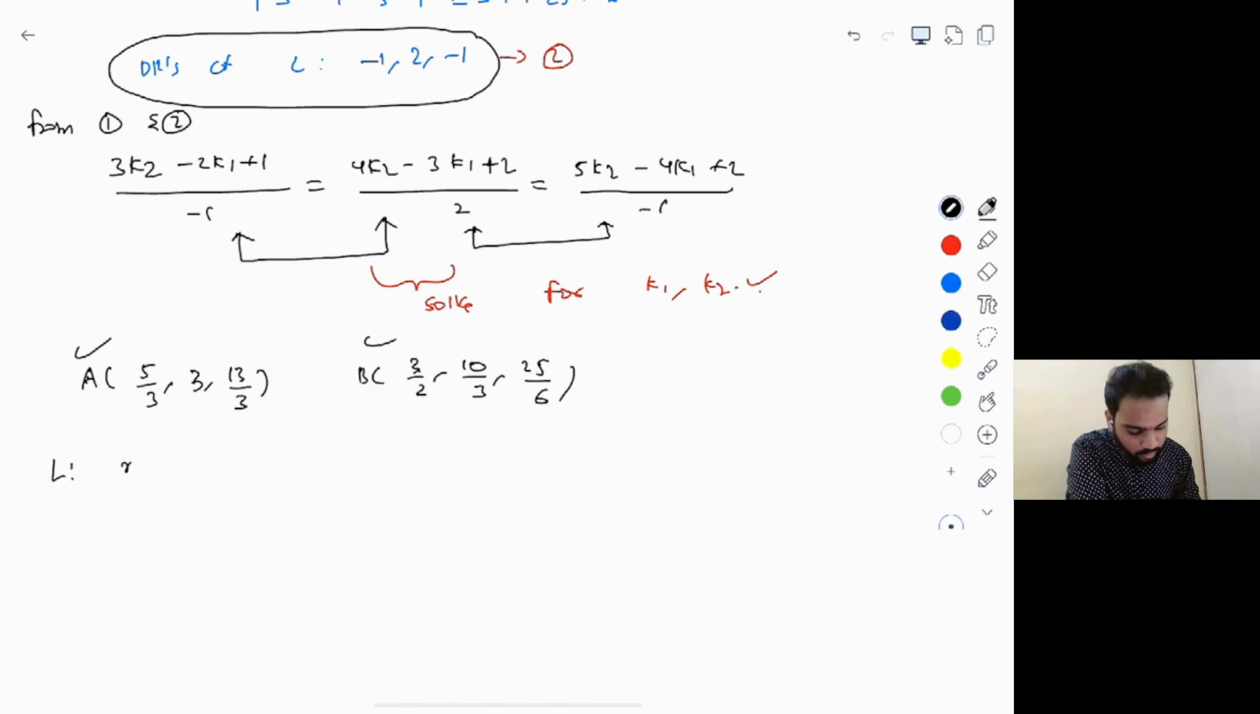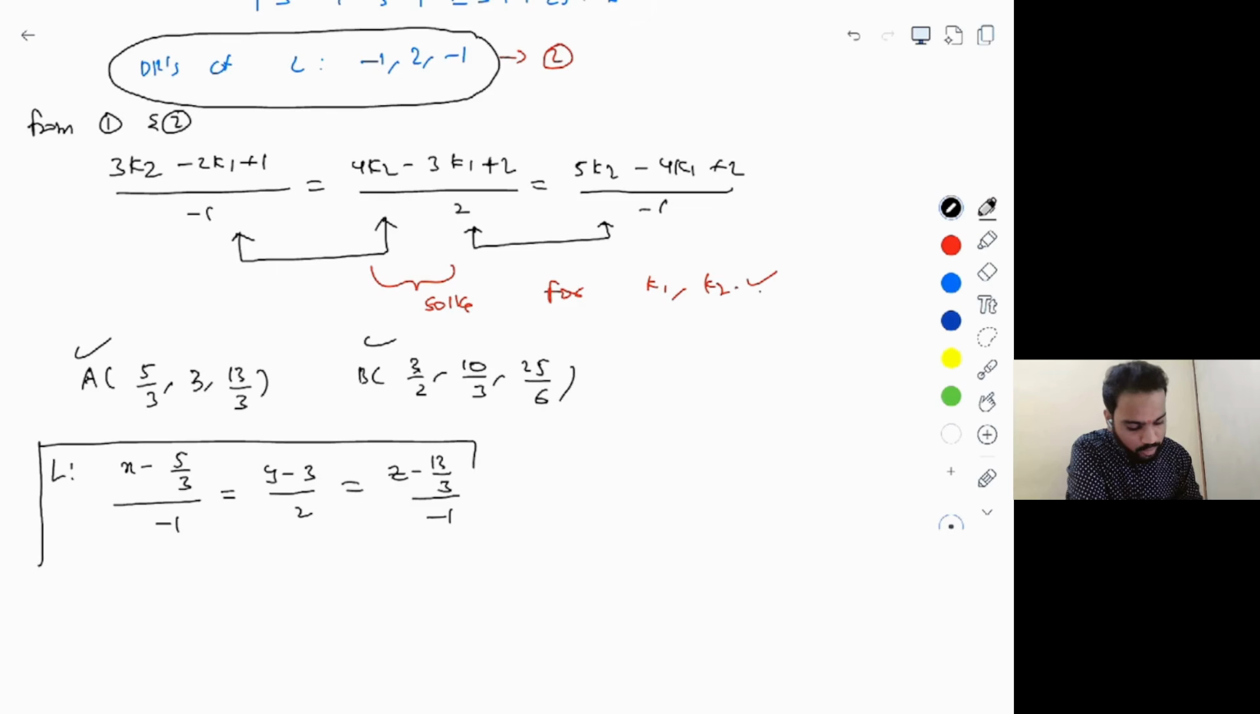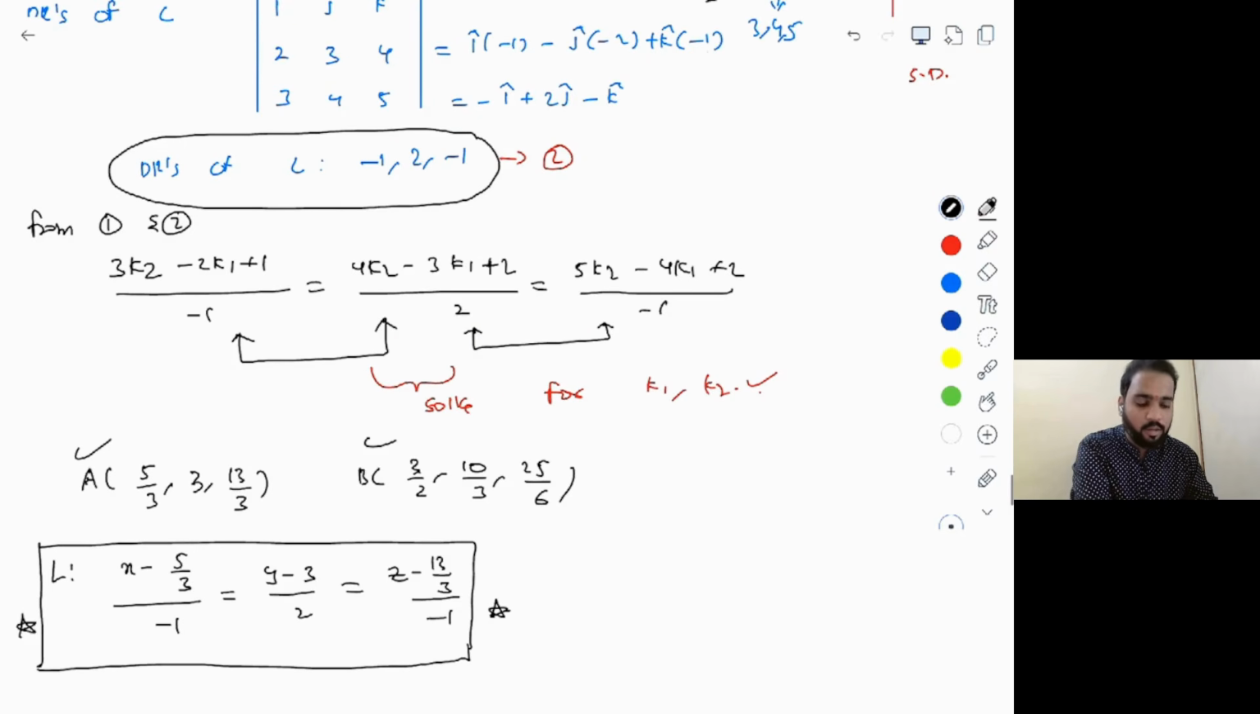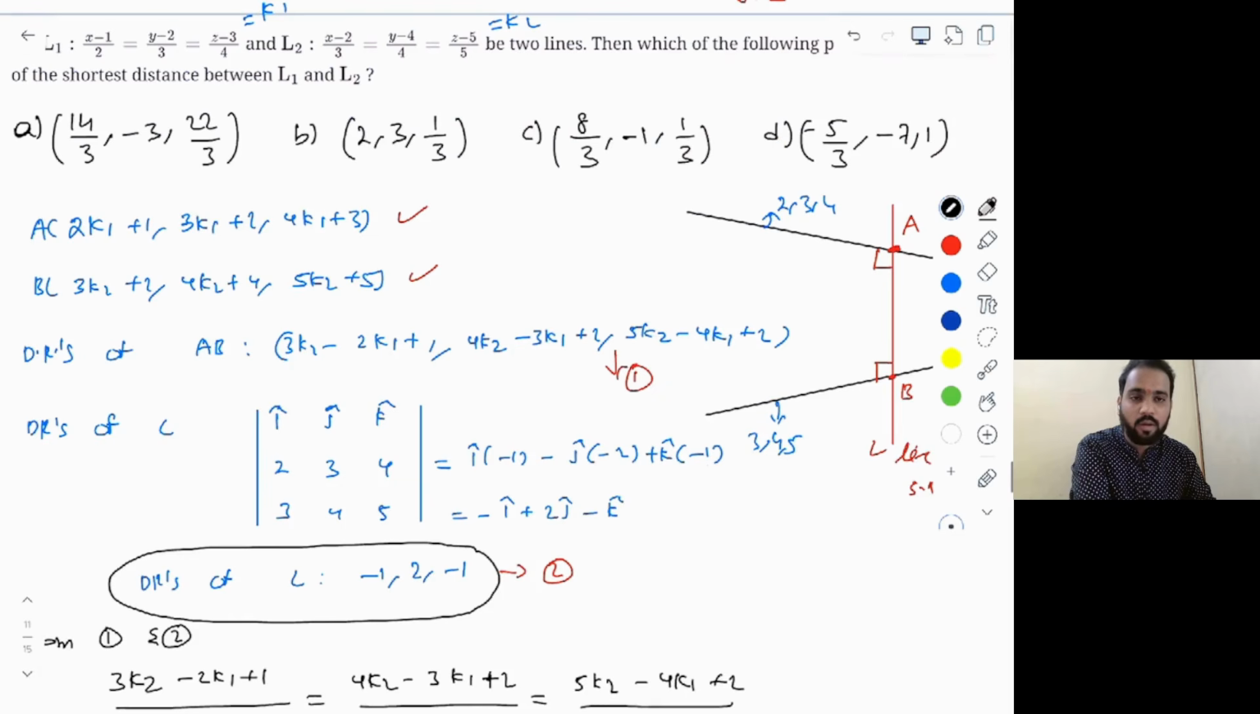So let's write down (x minus 5 by 3) divided by minus 1 is equal to (y minus 3) divided by 2 is equal to (z minus 13 by 3) divided by minus 1. So you get the line equation here. Okay. So this is the standard method to find out the line of shortest distance. But as I told you, it's a lengthy question definitely. So you have to be very fast and accurate while solving this kind of questions that is based on line of shortest distance.